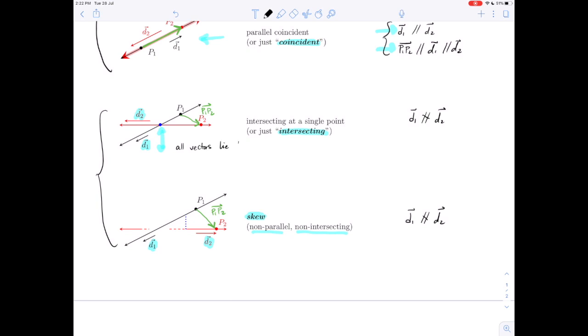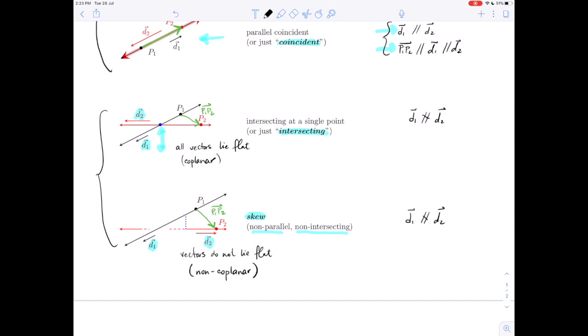And if they all lie flat together, we call them coplanar. All the vectors are coplanar. And here the vectors do not lie flat. And when vectors do not lie flat together, we call them non-coplanar.